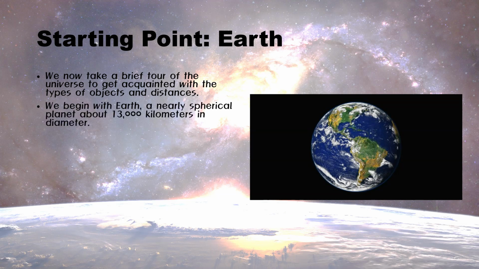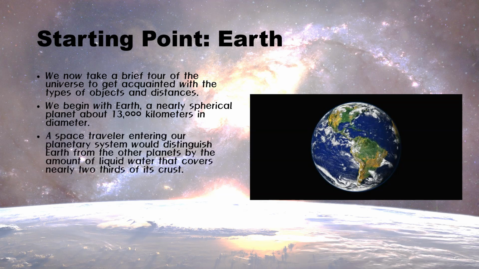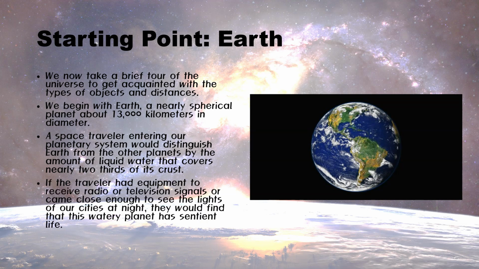So again, we're going to begin with Earth, which is nearly spherical. It's about 13,000 kilometers in diameter, which is a pretty large object when you come to think about it. Not as large as some of the objects we're going to see, but for our reference, for where we are, it seems pretty big. Now, a space traveler who would enter into our planetary system would distinguish Earth from the other planets by the amount of liquid water that covers nearly 2/3 of its crust. And additionally, if that traveler had access to radio or television signals, or maybe even came close enough to see the city lights at night, they could see that this little watery planet might be supporting sentient life.